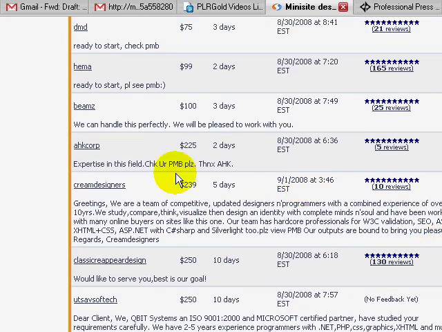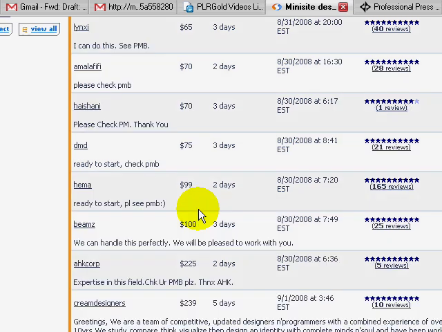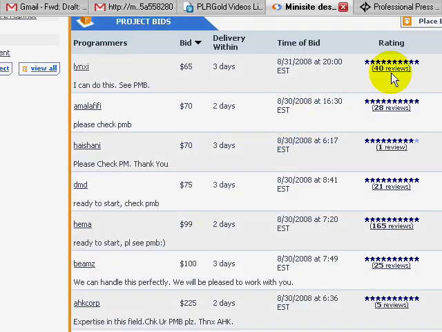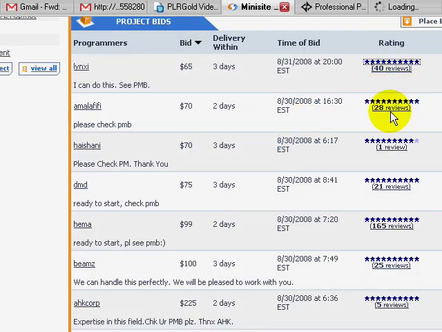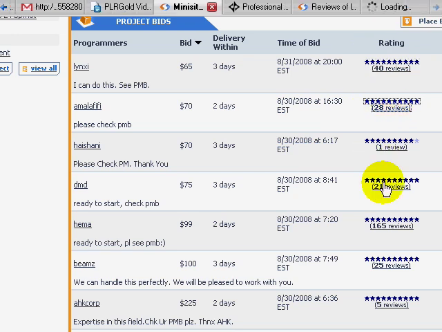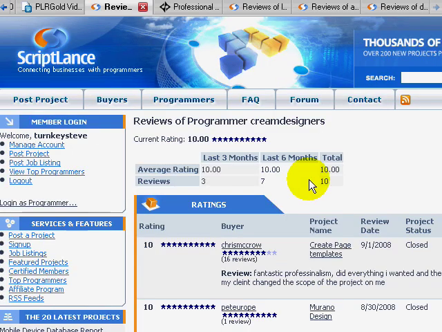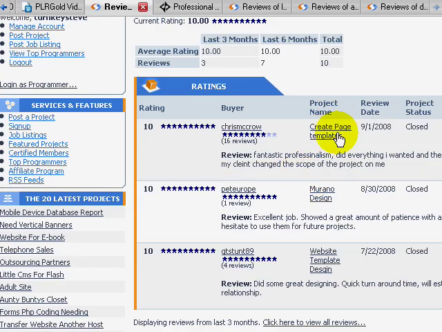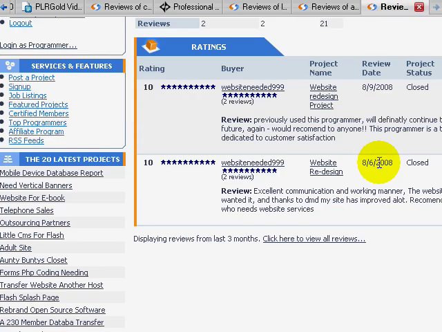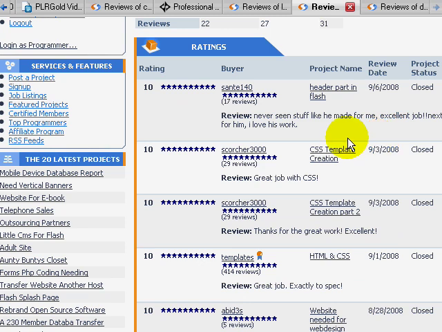If they do design work, like cream designers, go to this person. We can see buyers that possibly are looking for page templates, website template designs, website redesign, so that you can just get a good idea as to what people are looking for. And just by glancing over this, it looks like a lot of people mainly are looking for simple web designs and template designs.